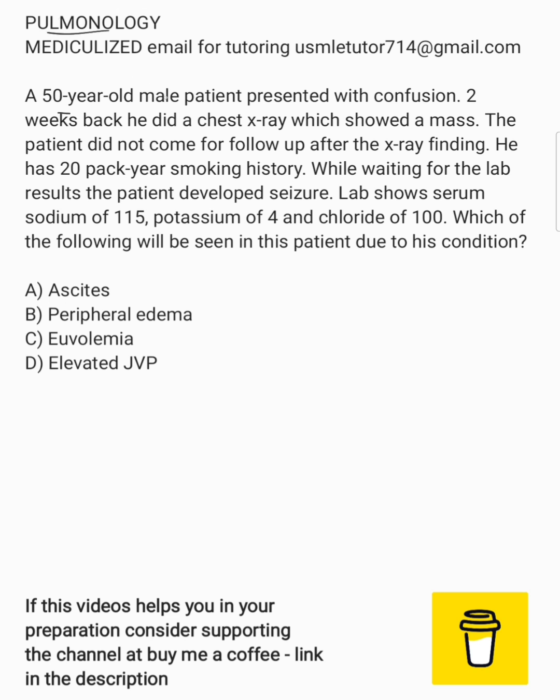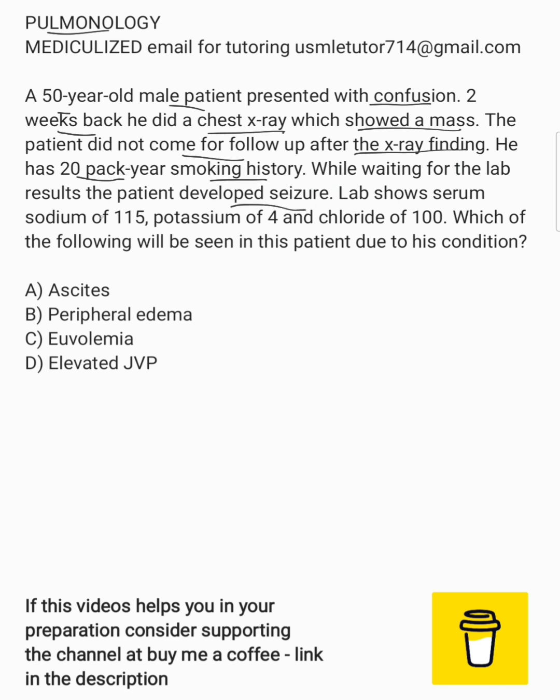A 50-year-old male patient presented with confusion 2 weeks back. He did a chest x-ray which showed a mass. The patient did not come for follow-up after the x-ray finding. He has a 20 pack-year smoking history. While waiting for the lab results, the patient developed seizures.